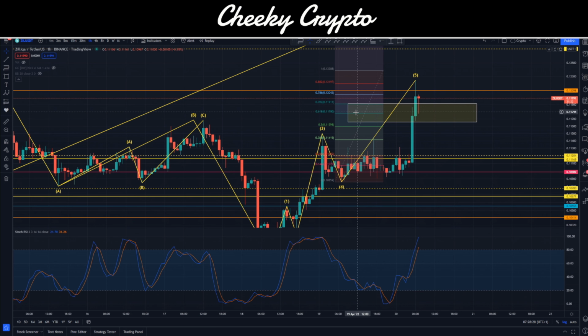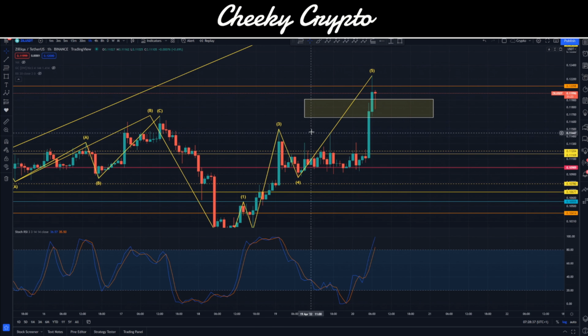You know, typically it would be inside this yellow box. Even the alternative measurement of the 0.618 would put it lower. So I'm thinking that we are potentially just done here, but we'll also just check a couple of things here.